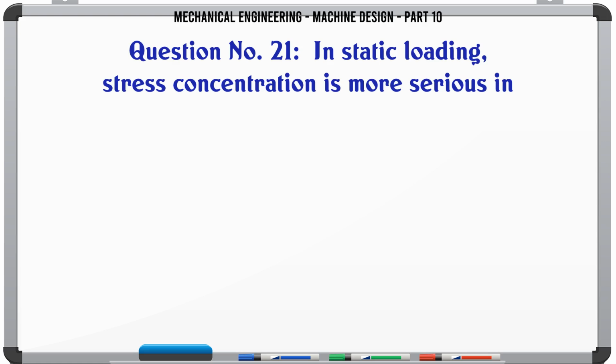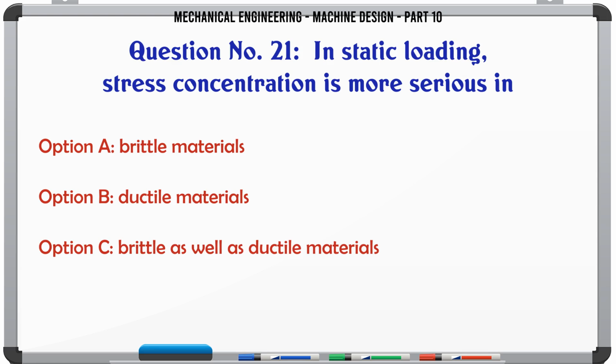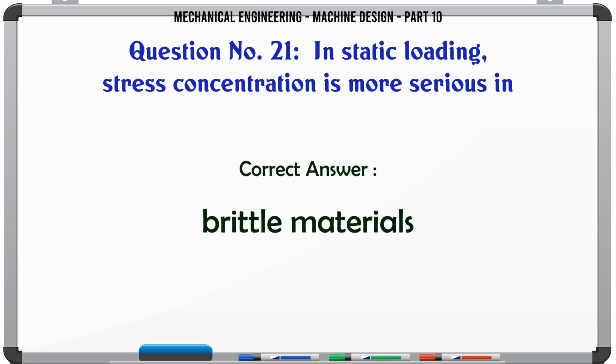In static loading, stress concentration is more serious in A. brittle materials, B. ductile materials, C. brittle as well as ductile materials, D. elastic materials. The correct answer is brittle materials.